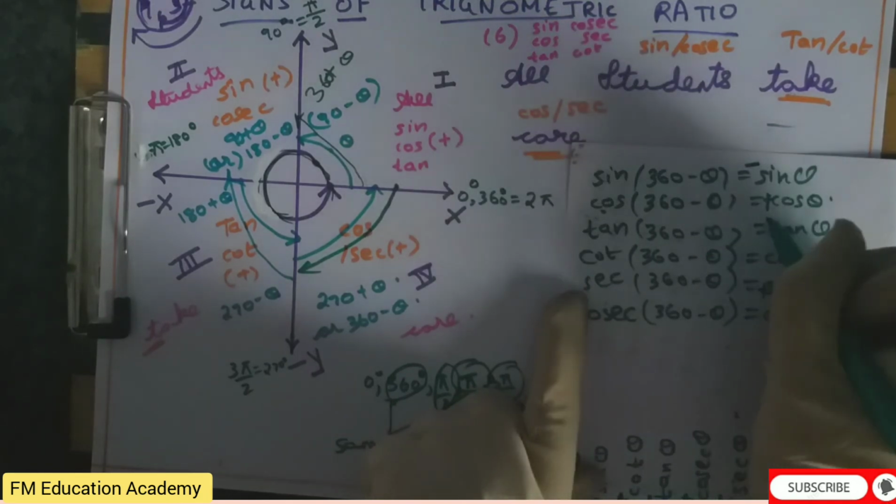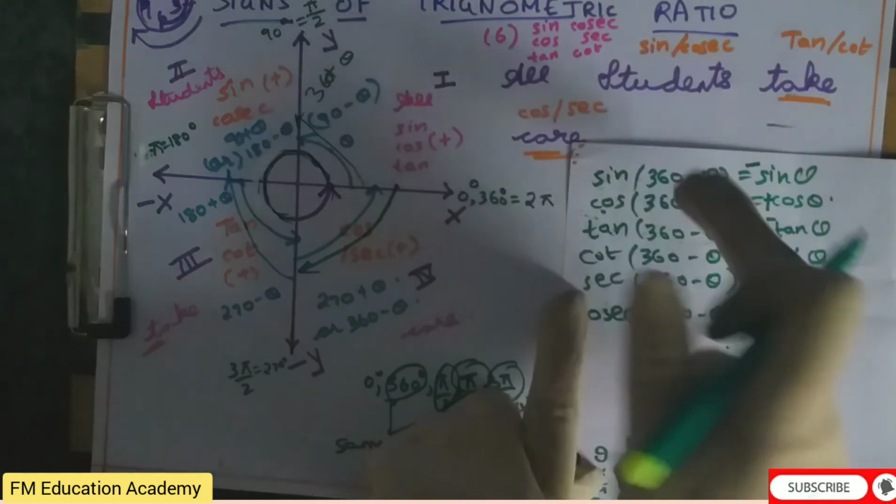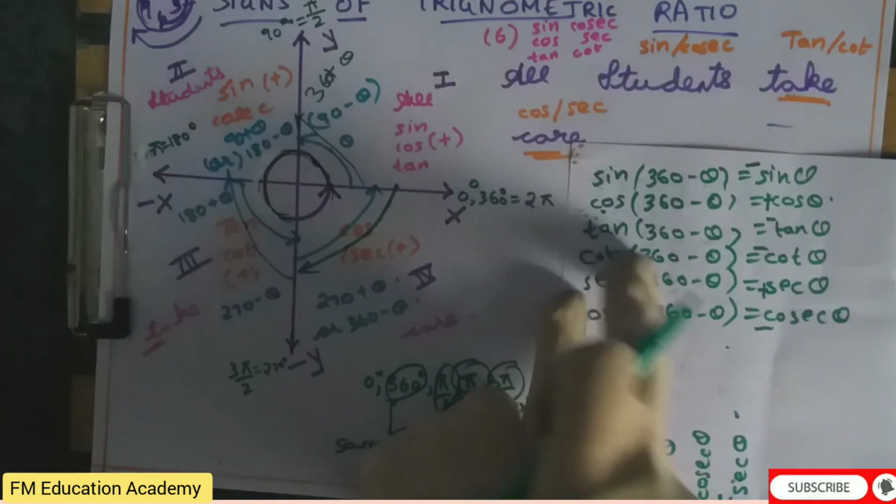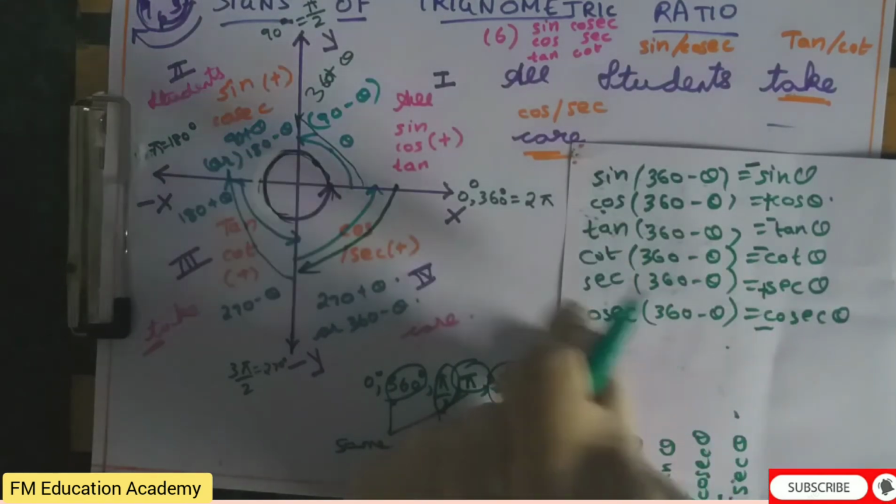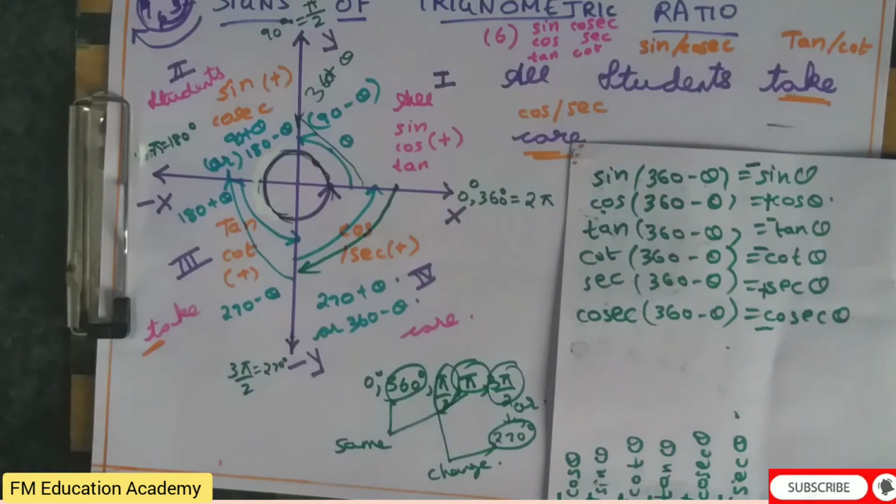The rest all are negative. Minus, minus, minus, minus. Why? Because sine, tan, cot and cosecant are negative in the fourth quadrant. Now I'll tell you one more thing.